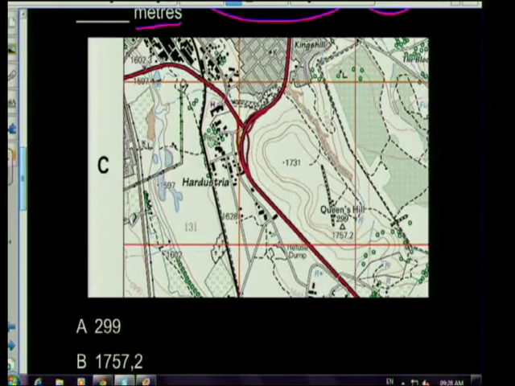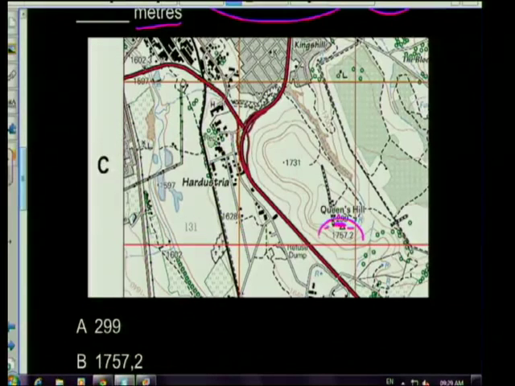Now, guys, focus closely on this question because a lot of you tend to make this error. 299 is the number of the trig beacon. It is always found above or to the side of the trig beacon. It is not a height. It is the number of that particular trig beacon or trig station. The height of the trig station is always given at the base of the triangle. In this case, there's your triangle, there's the base, so my correct height is 1757.2. Let's look at the options.